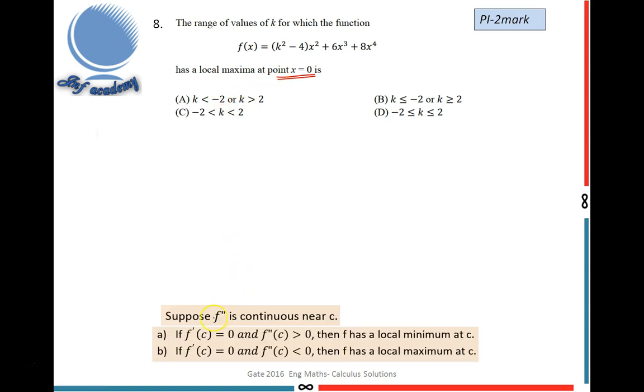The second derivative test: if f double dash of c is greater than 0, then f has a local minimum. If f double dash of c is less than 0, f has a local maximum. Here a local maximum is given, so I have to check f double dash of c less than 0.